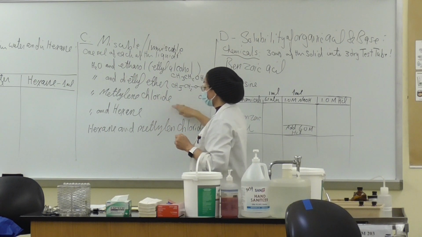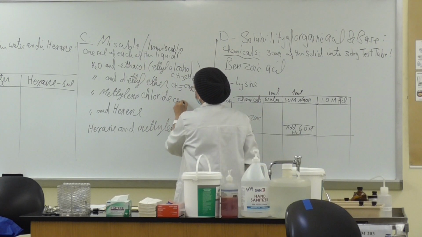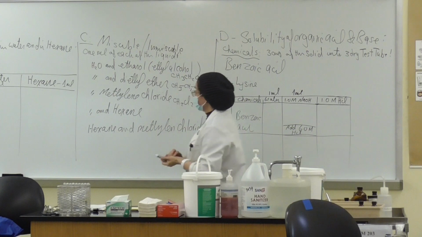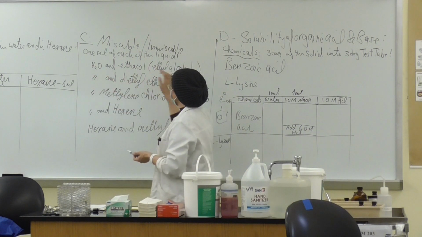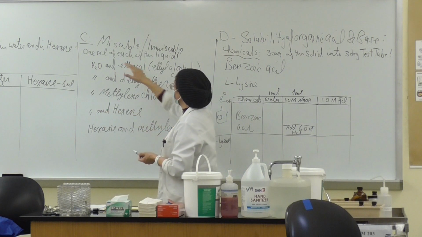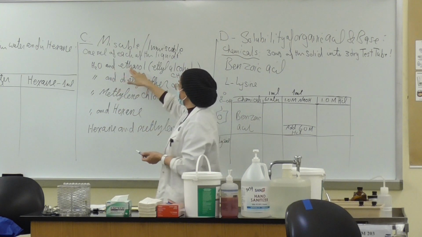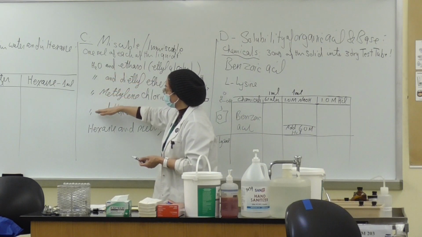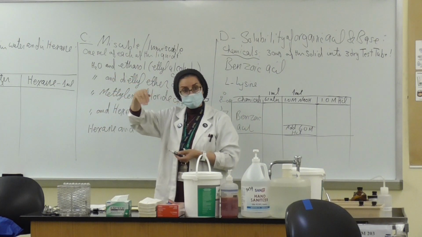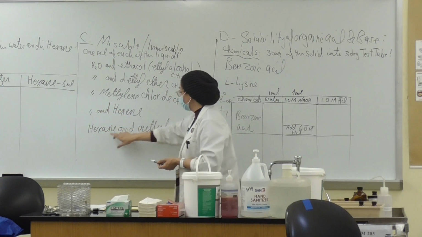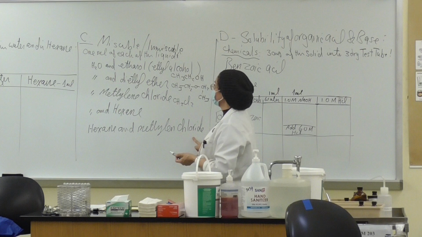Then we have methylene chloride, CH2Cl2, and we have the hexane, right? So this is all water with diethyl ether, water with methylene chloride, water with hexane, and water with ethanol. Okay, sorry, ethanol. The last one, so we have 1, 2, 3, 4, 5 test tubes, okay? The last one, you're gonna have hexane with methylene chloride.